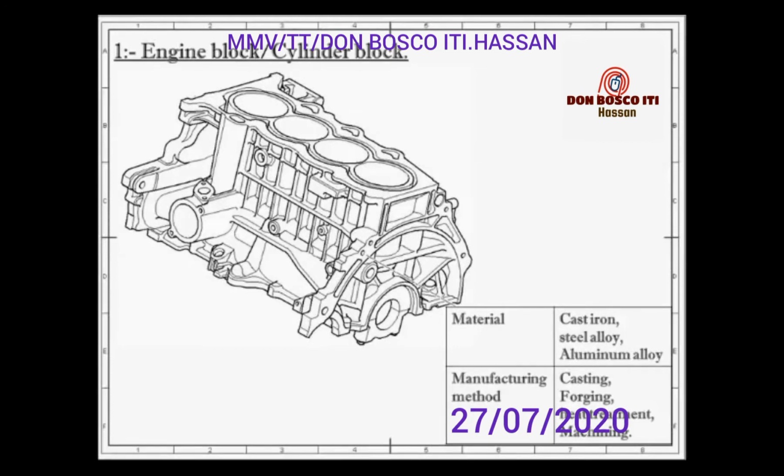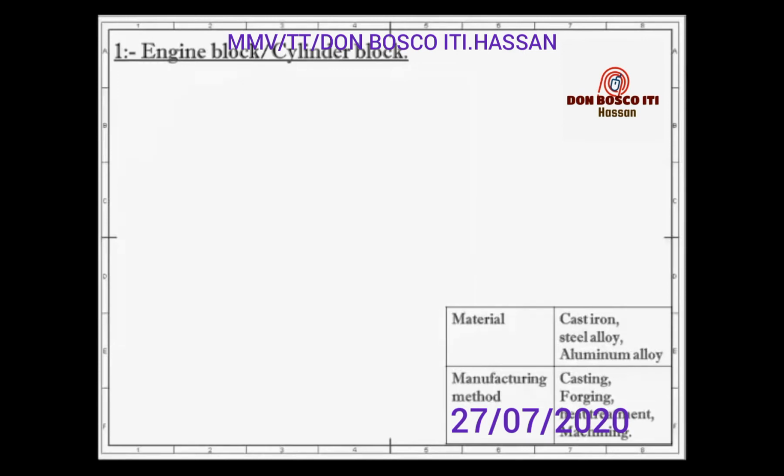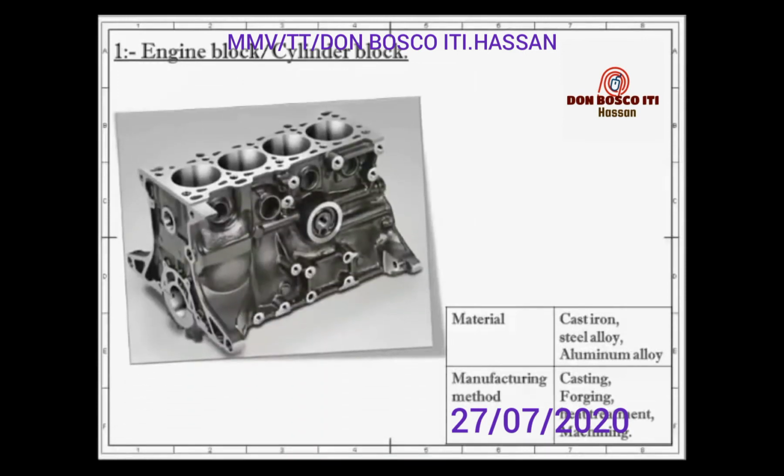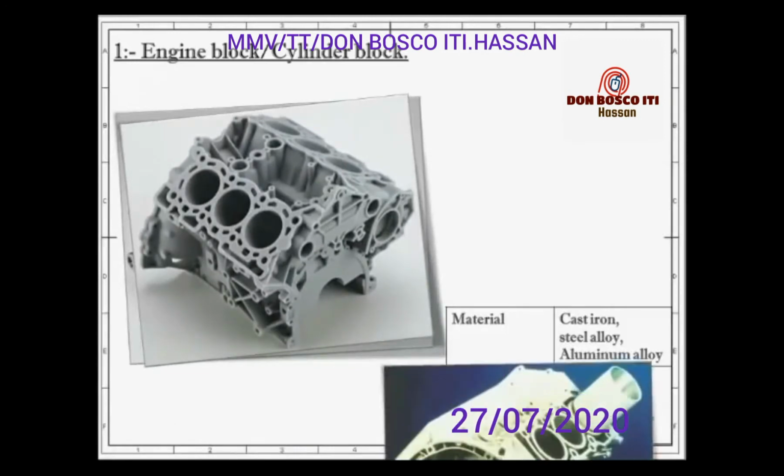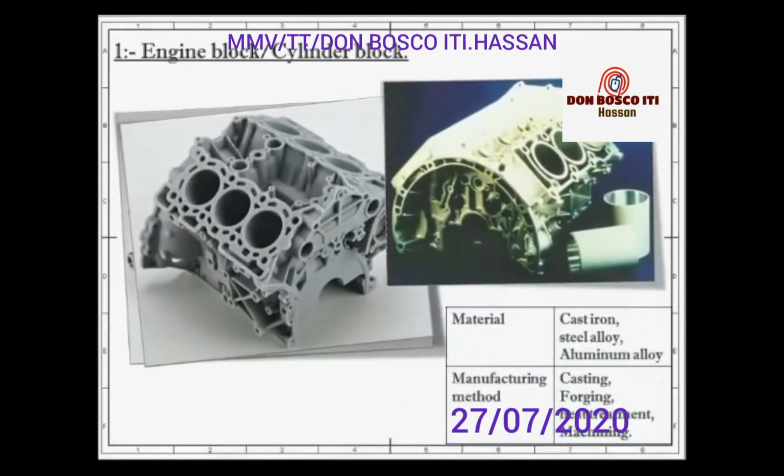Generally, the engine cylinder has to withstand high pressure and temperature. Thus, the material for an engine cylinder should be such that it can retain sufficient strength at such high pressure and temperature. For ordinary engines, the cylinder is made of ordinary cast iron, but for heavy-duty engines, it is made of steel alloy or aluminum alloy.